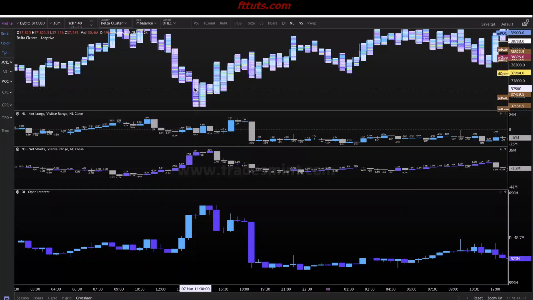However, right here, we can see a massive increase in open interest, and we can see massive amounts of shorts opening here. All right, we see many shorts are opening in this candle, and not too many longs are opening.